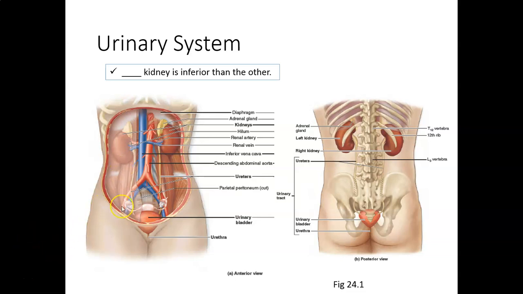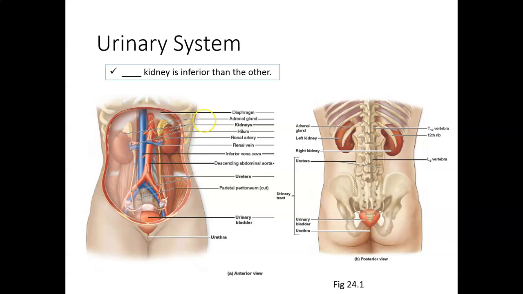So essentially, these are the main organs of the urinary system. Two kidneys, right? Think about which one is left, which one is right. And I have this question for you. Those two are not right on the same level. One is more inferior than the other. Which one is more inferior?